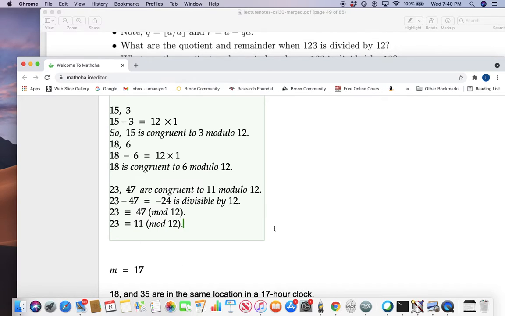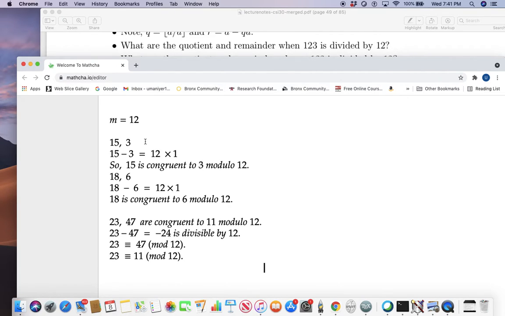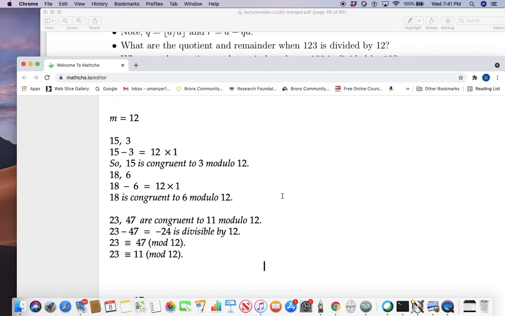All right. So one way of thinking about this is the clock, 12 o'clock. What is 15 o'clock? 15 o'clock is actually 3 o'clock. What is 18 hours? It's 6 o'clock. 23 hours is 11 o'clock. In the same way, 47 hours is also 11 o'clock. I use the example of 12 first because you know the meaning of a 12-hour clock.